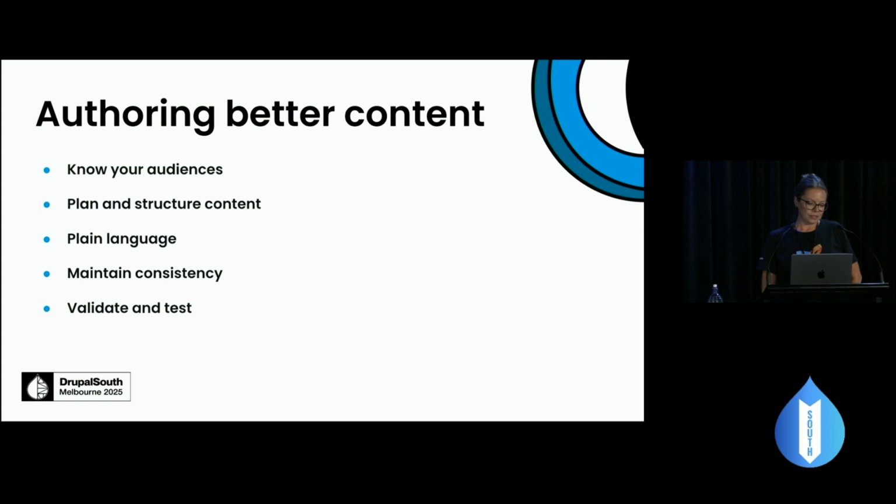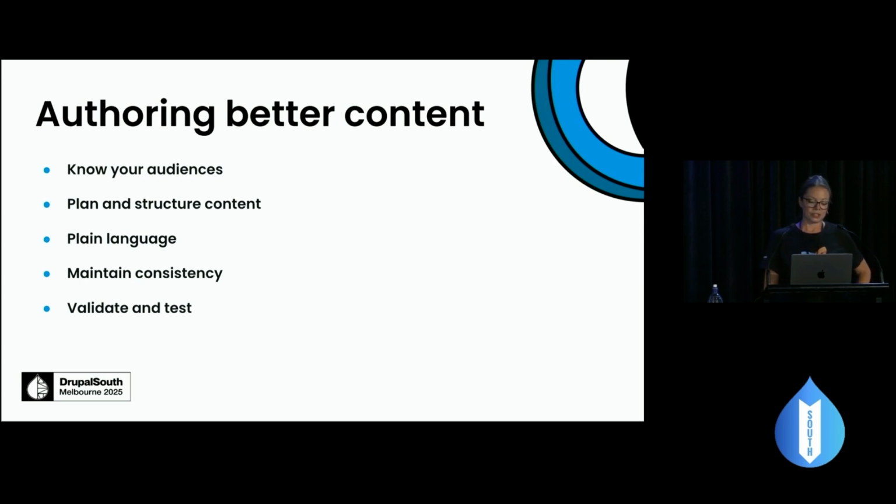Plan and structure your content. Content for government websites should be well organised and easy to navigate. Begin by outlining the key messages and goals of the content. Use headings, subheadings, and lists to break up information into digestible sections.